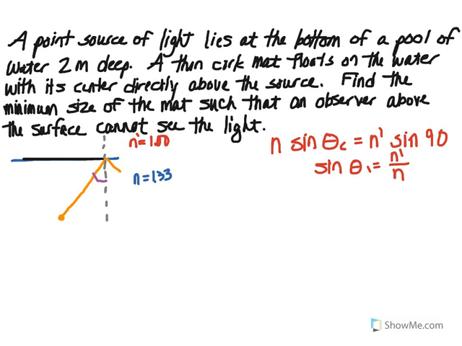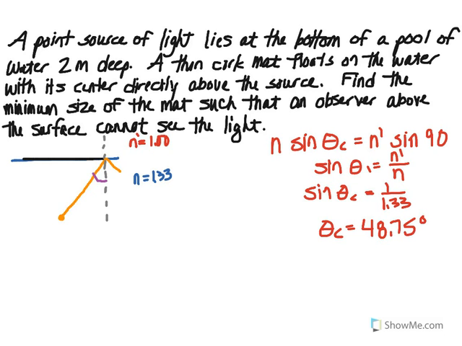So to plug into our formula to find theta c, the sine of theta c is 1 over 1.33. Then we can solve for theta c, and the critical angle is going to be 48.75 degrees.